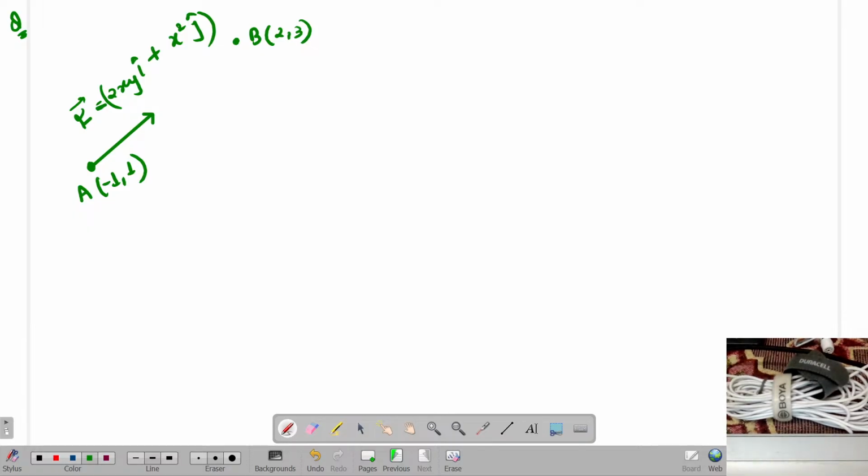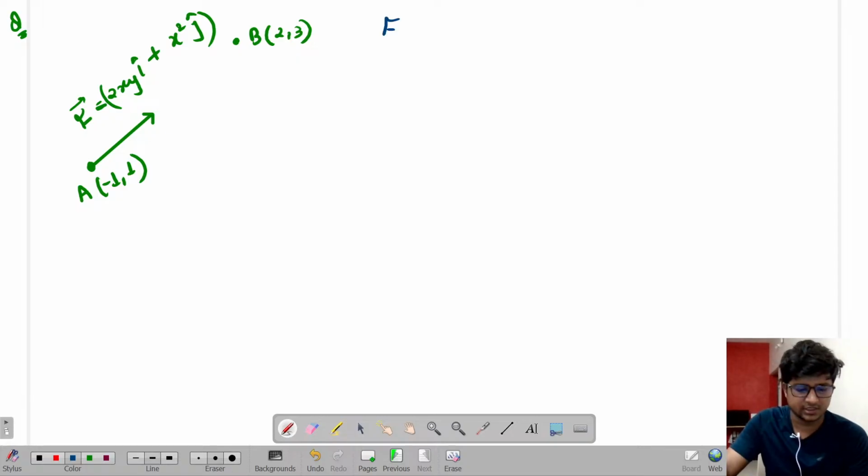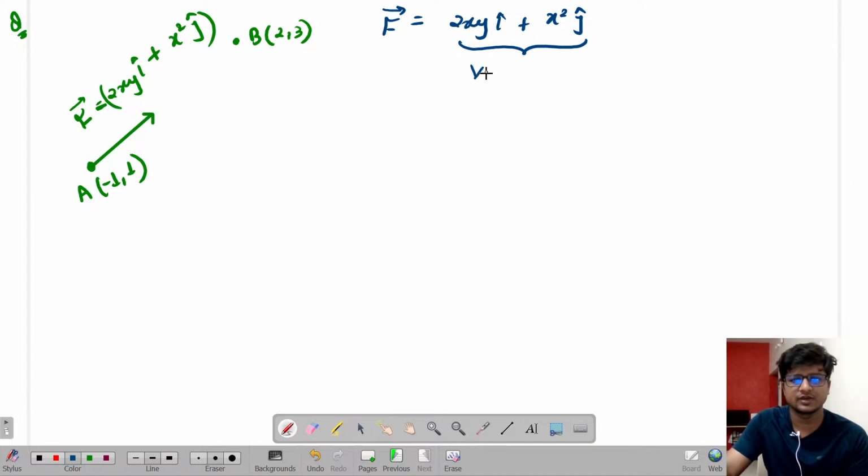This is a very classic question. Let me put this. How to solve this question? Same thing. This is a variable force, as we can say. Like as we write this, F is equal to 2xy i cap plus x square j cap. I see that it is a variable force, and this is the x component and this is the y component.